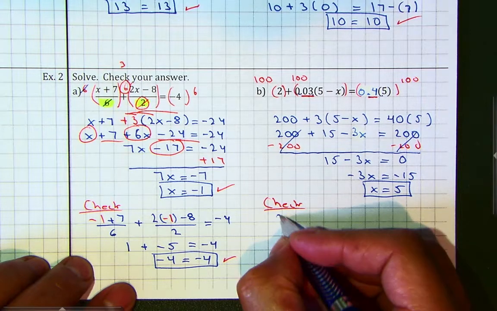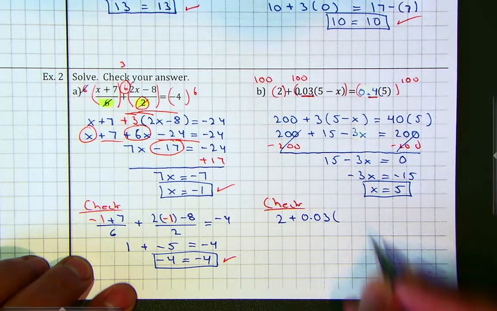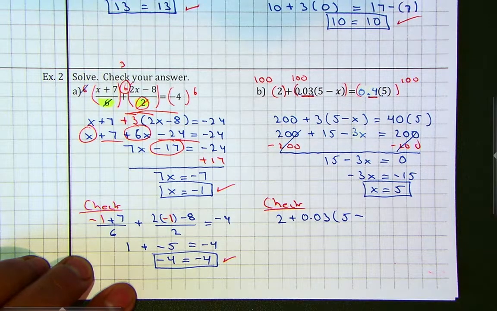So therefore I have 2 plus 0.03. Instead of the x, I'm going to replace it with a 5.